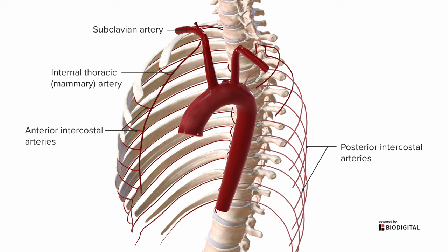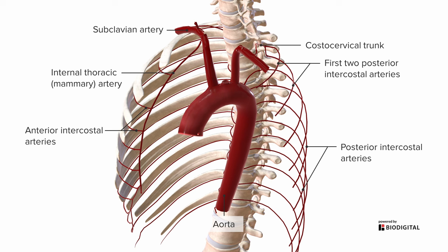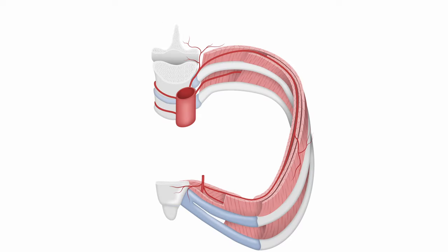Most of those are going to come directly off of the aorta, except for the first two, which tend to come off something called the costocervical trunk of the subclavian. But otherwise, these posterior ones arise directly from the aorta and they'll anastomose with the ones coming from the internal thoracic artery. So if we put it all together, we can see how that fits.